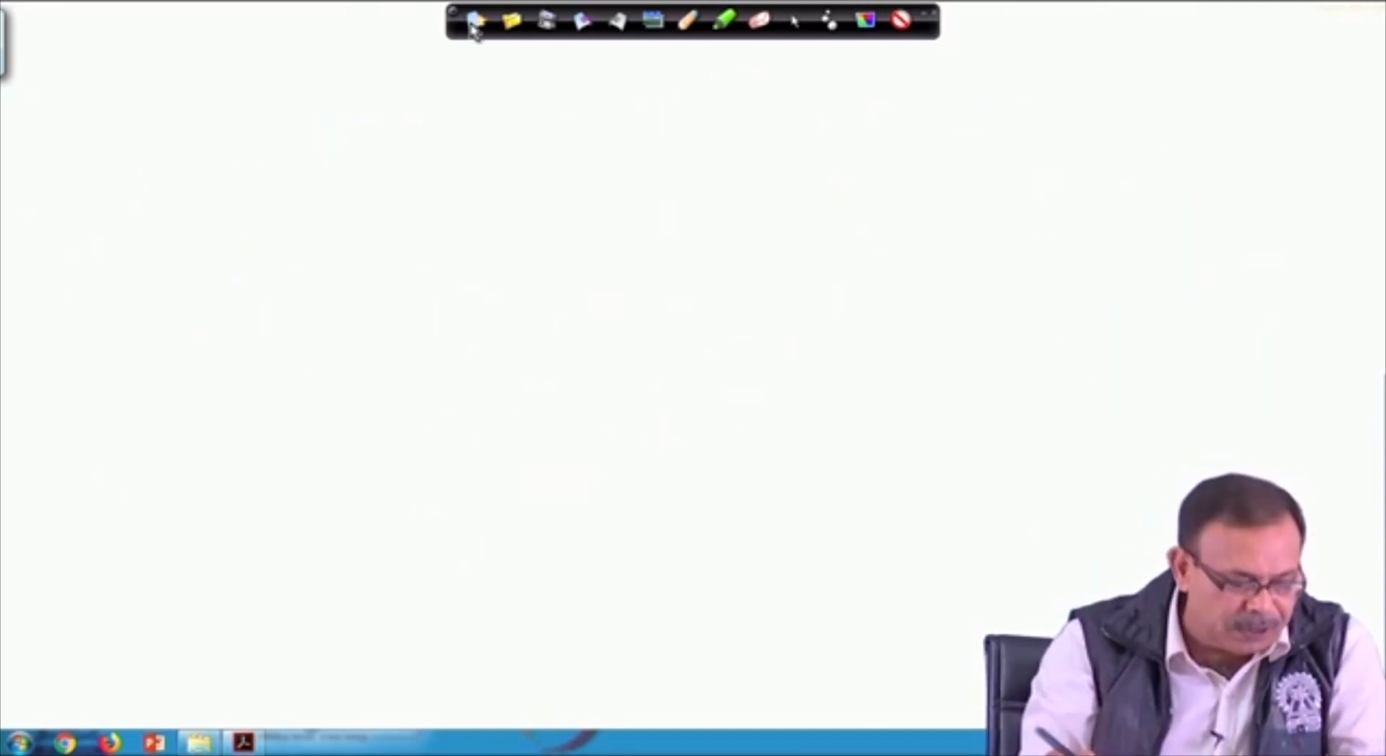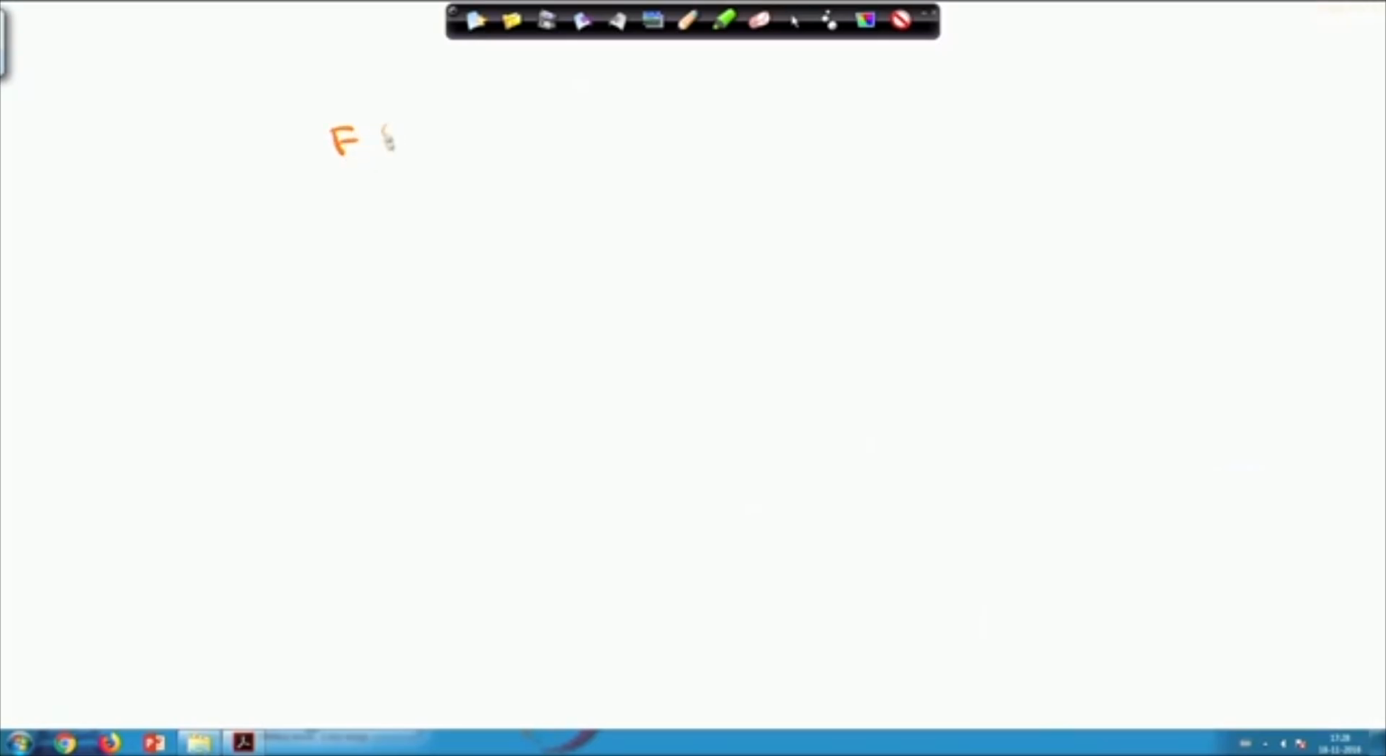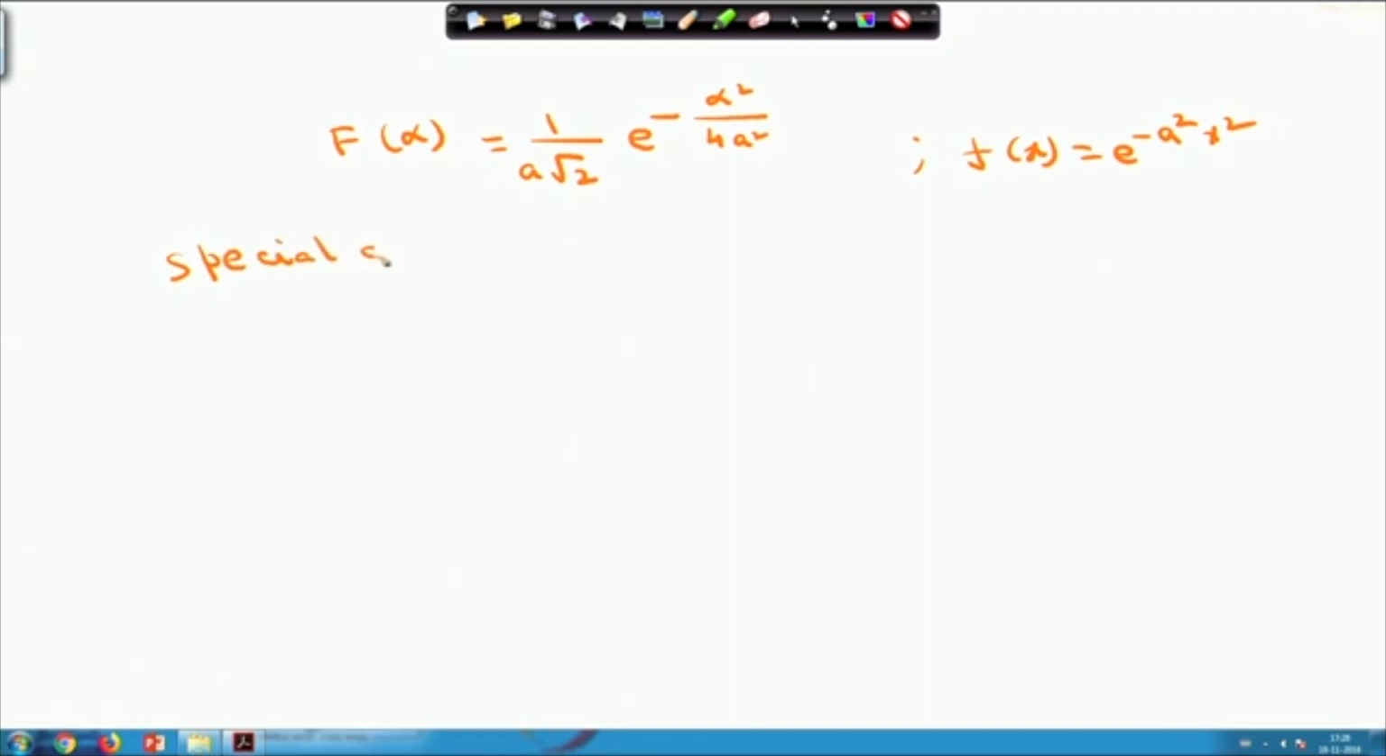Let me rewrite this. The Fourier transform F(α) which I obtained here is 1/(a√2) into e^(-α²/4a²). My function was f(x) equals e^(-a²x²). This was my given function. Now, let us see a special case from here. Let us check, that is, put a² equals half.